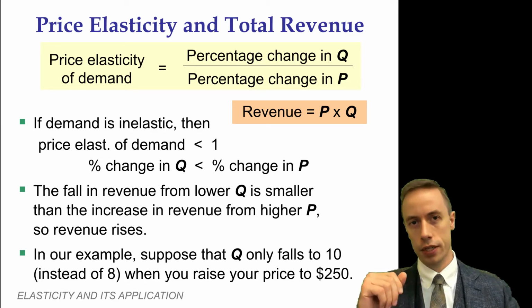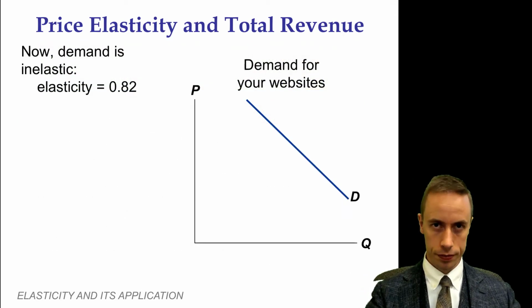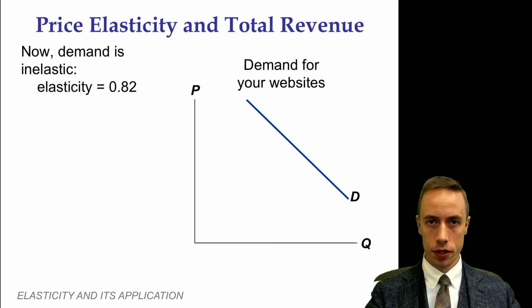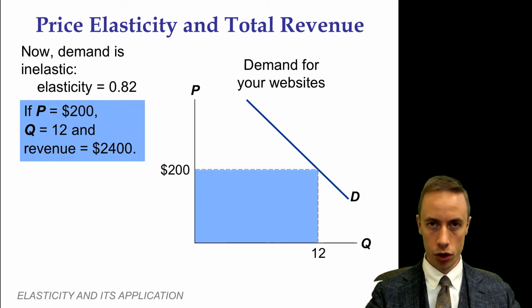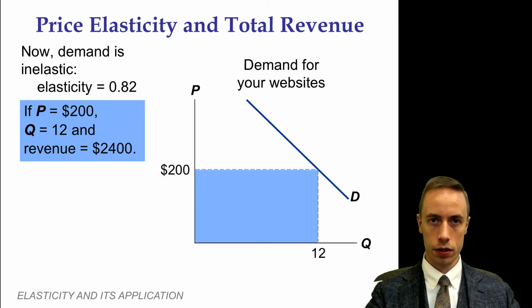The new elasticity is the number 0.82. So let's look at our revenue here. The initial set of numbers is the same as before. $200 per website, 12 units sold, $2,400 of revenue. Now let's raise that price to $250.